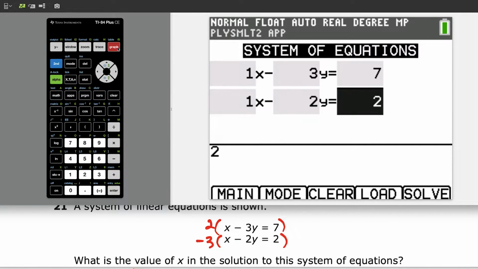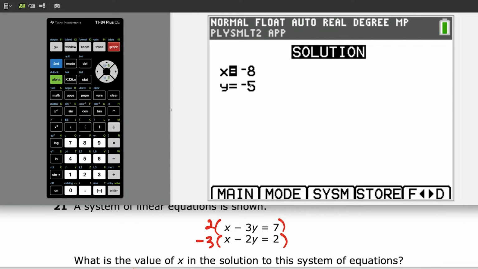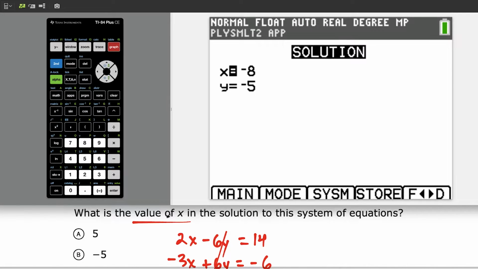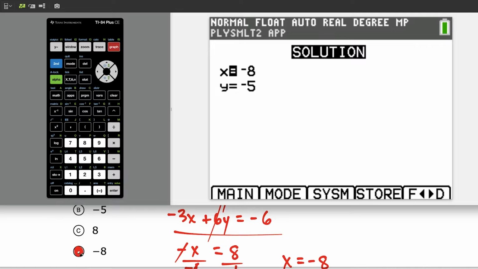And now I just press graph, and notice this gives us x equals negative 8, and it also gives us the corresponding y value of negative 5. But the question here only wanted us to find the value of x. So x equals negative 8 is definitely our answer.